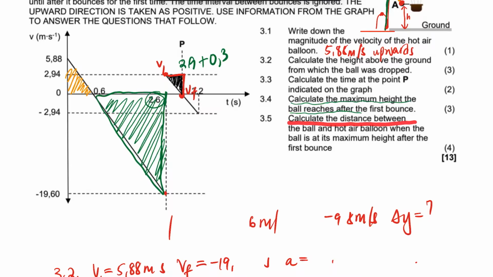Calculate the distance between the ball and the hot air balloon when the ball is at maximum height after the first bounce. So when the ball is at maximum height after the first bounce, this is the first bounce, and then which is the maximum height, it's there. So how long did it take to reach the maximum height there? It took this time, right? Because it comes from the ground and its velocity decreases to the maximum height, which is from there to there. So the time it took is 2.9.